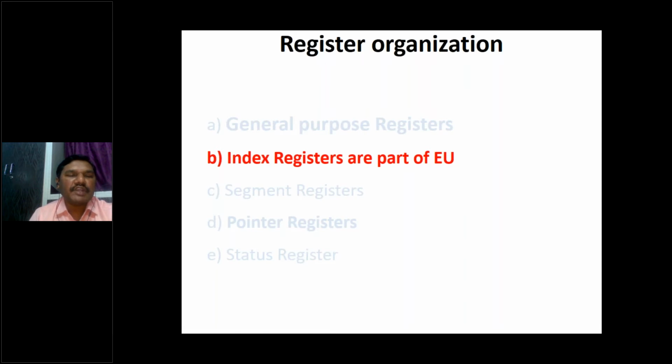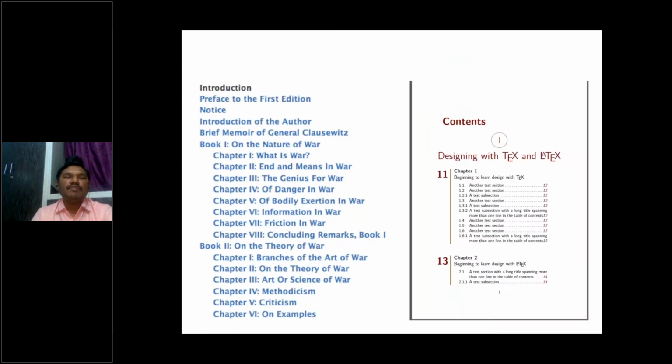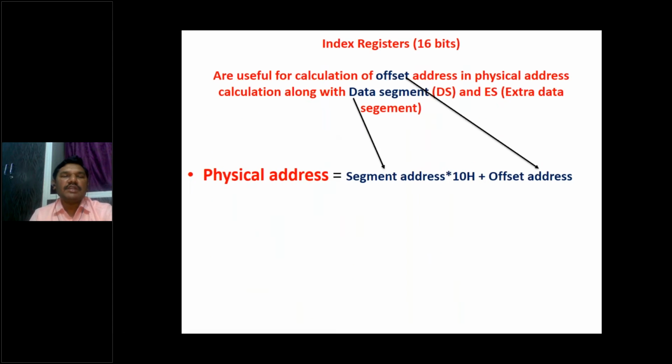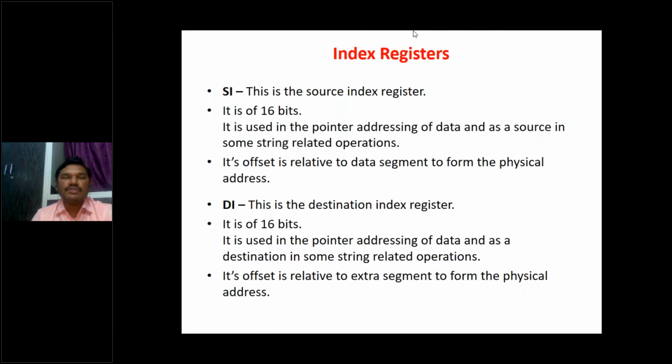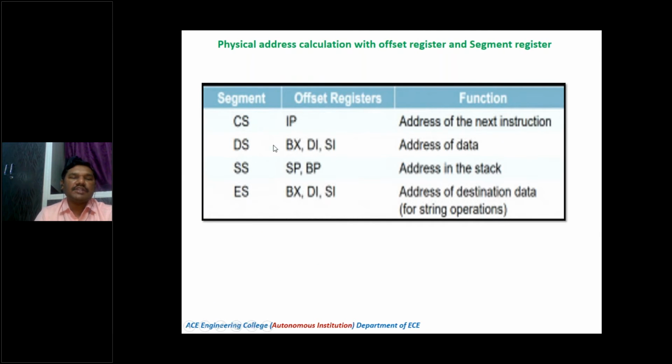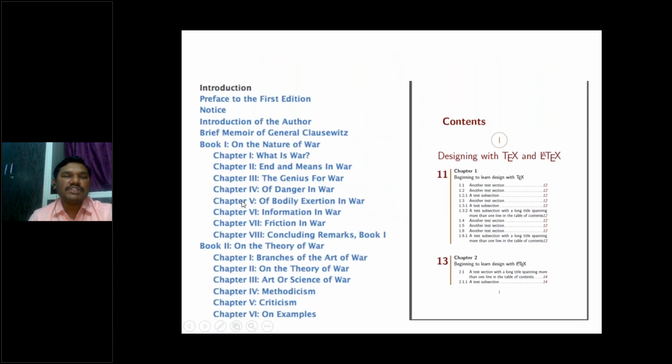Index registers are part of the execution unit. Right. What is the main motto of index registers here? Index registers are used to calculate the offset address of the data segment mainly. You see here, the physical address of memory is equal to the segment address plus the offset address, and index registers are used to calculate the offset address along with the data segment and extra segment, that you can notice here. The data segment has BX, DI, SI, and the extra segment has BX, DI, SI. Here these are the segment registers.